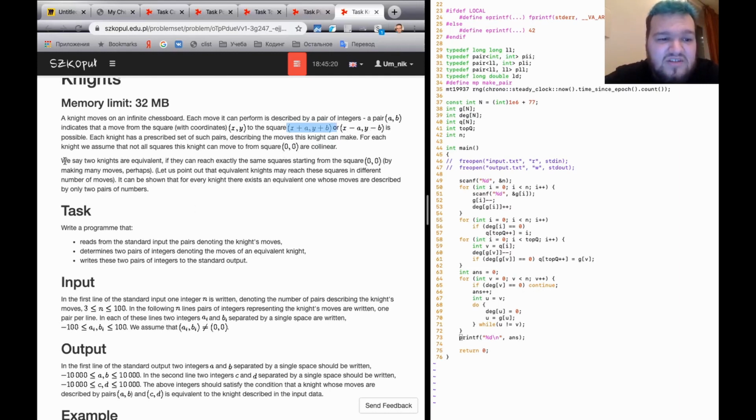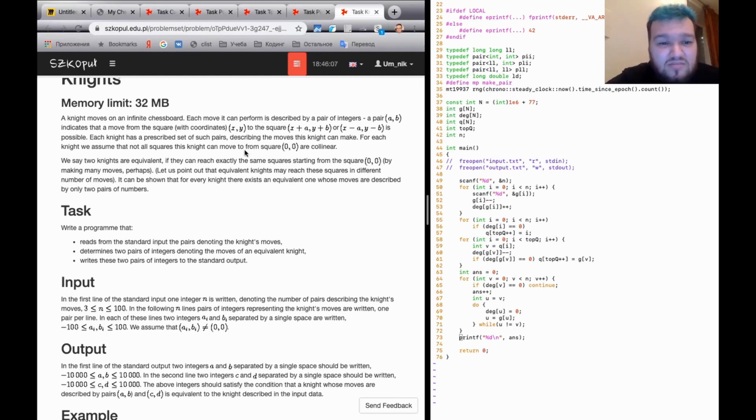And the statement says that two knights are equivalent if from equal starting positions they can move to equal sets of squares, and the statement says that for each knight, this figure, there is an equivalent knight which has n, the number of different vectors, equal to 2.